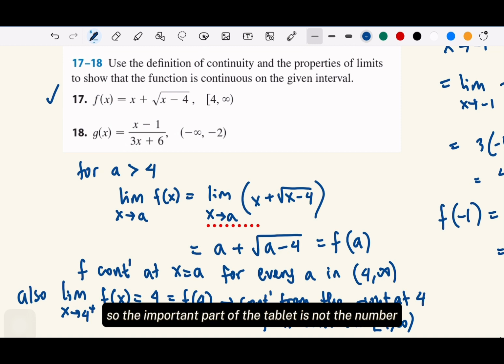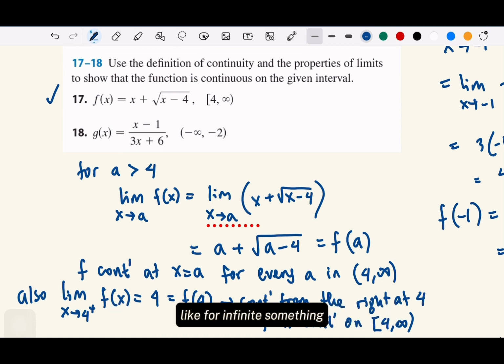The important part of calculus is not the number like 4 or infinity. The important part of calculus is the reason. So the more understanding you get in calculus, the structure you are going to write will be more precise and more detailed.